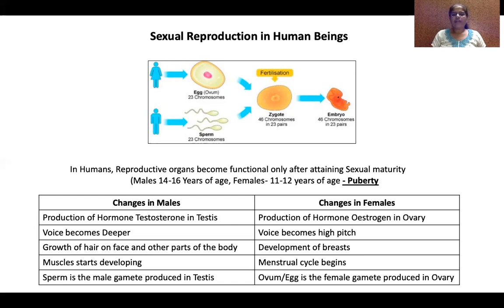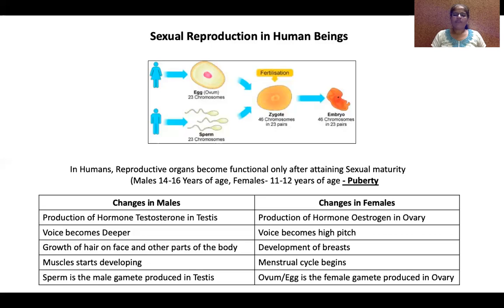This cannot happen at any age. To have sexual reproduction in human beings, both female and male have to attain a certain age. That means we have to get sexually matured. Our body development should be proper, and at the right time, both eggs and sperms are produced in females and males. In humans, reproductive organs start functioning only when we attain a certain age, that is, we attain sexual maturity.